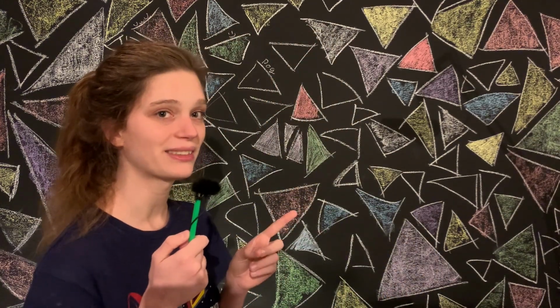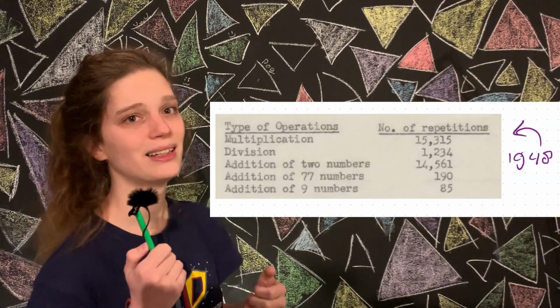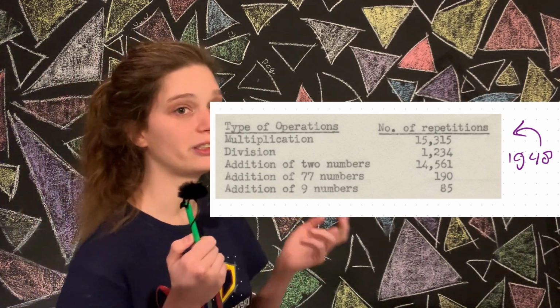Okay, so let's get back to what we were doing. We have this linear program, and back in 1948, they used it to benchmark the simplex method for the first time. To solve the diet problem, they performed 15,000 multiplications, a similar number of additions, and slightly over 1,000 divisions.